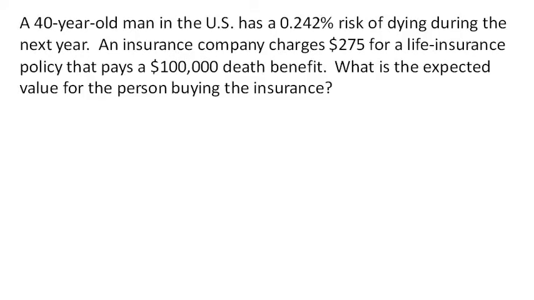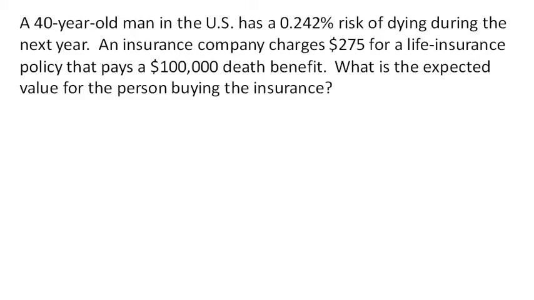Okay, a 40-year-old man in the U.S. has about a 0.242% risk of dying during the next year. An insurance company charges $275 for a life insurance policy that pays a $100,000 death benefit. In other words, it pays that if the person dies during the year. Otherwise, they just get their $275 and the person doesn't get anything.